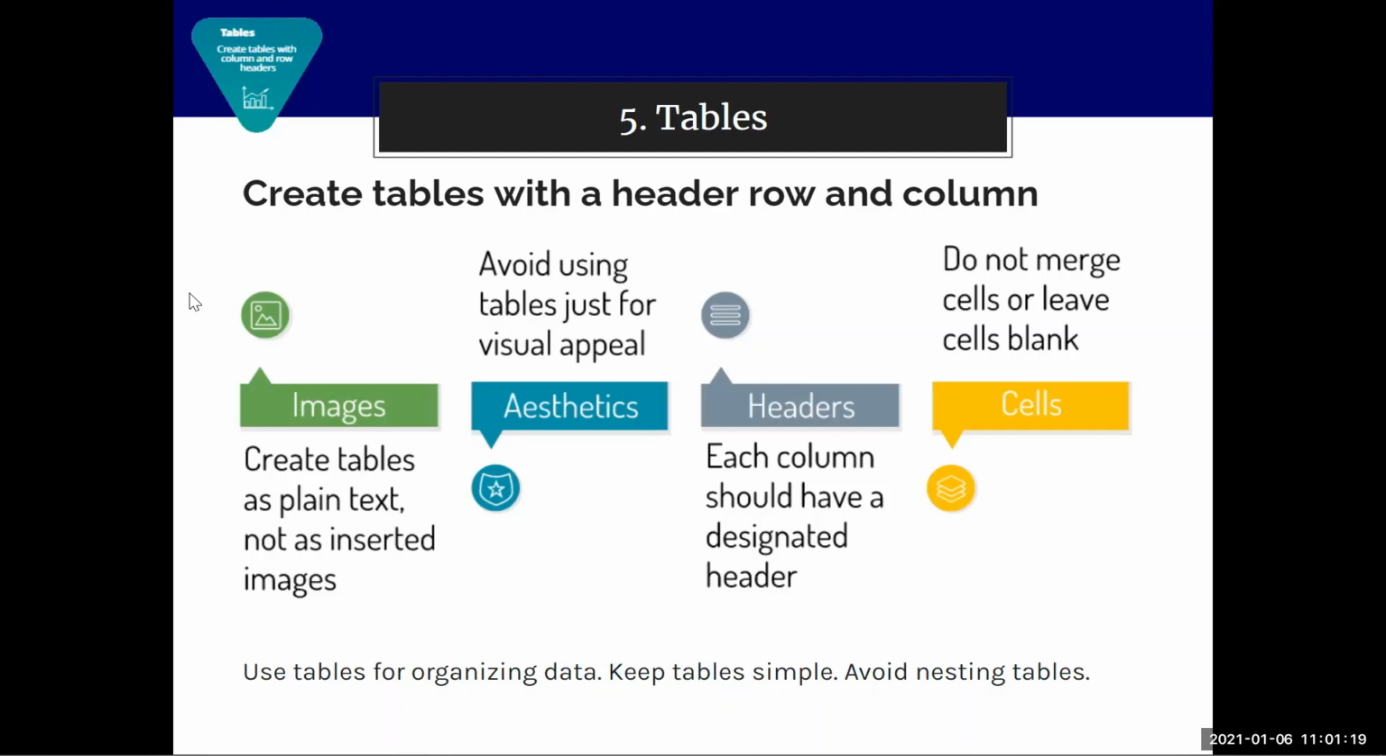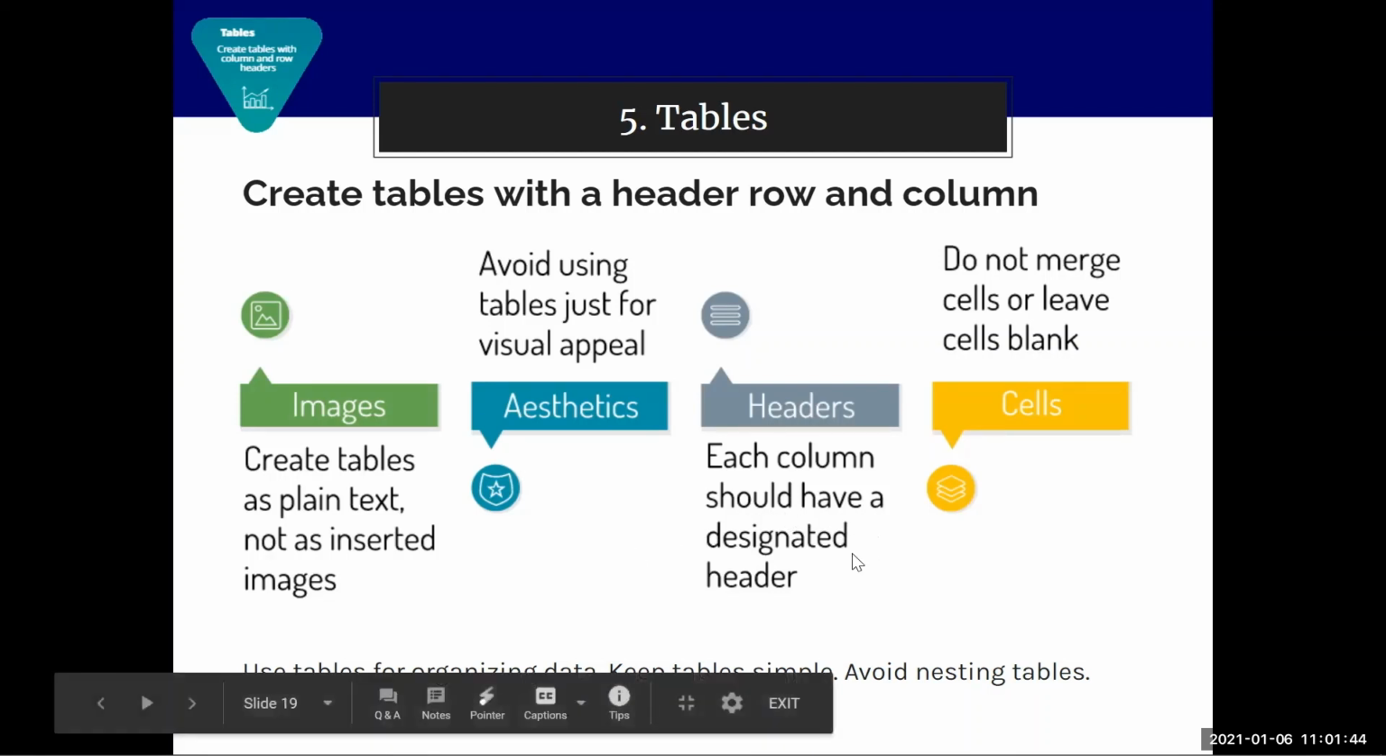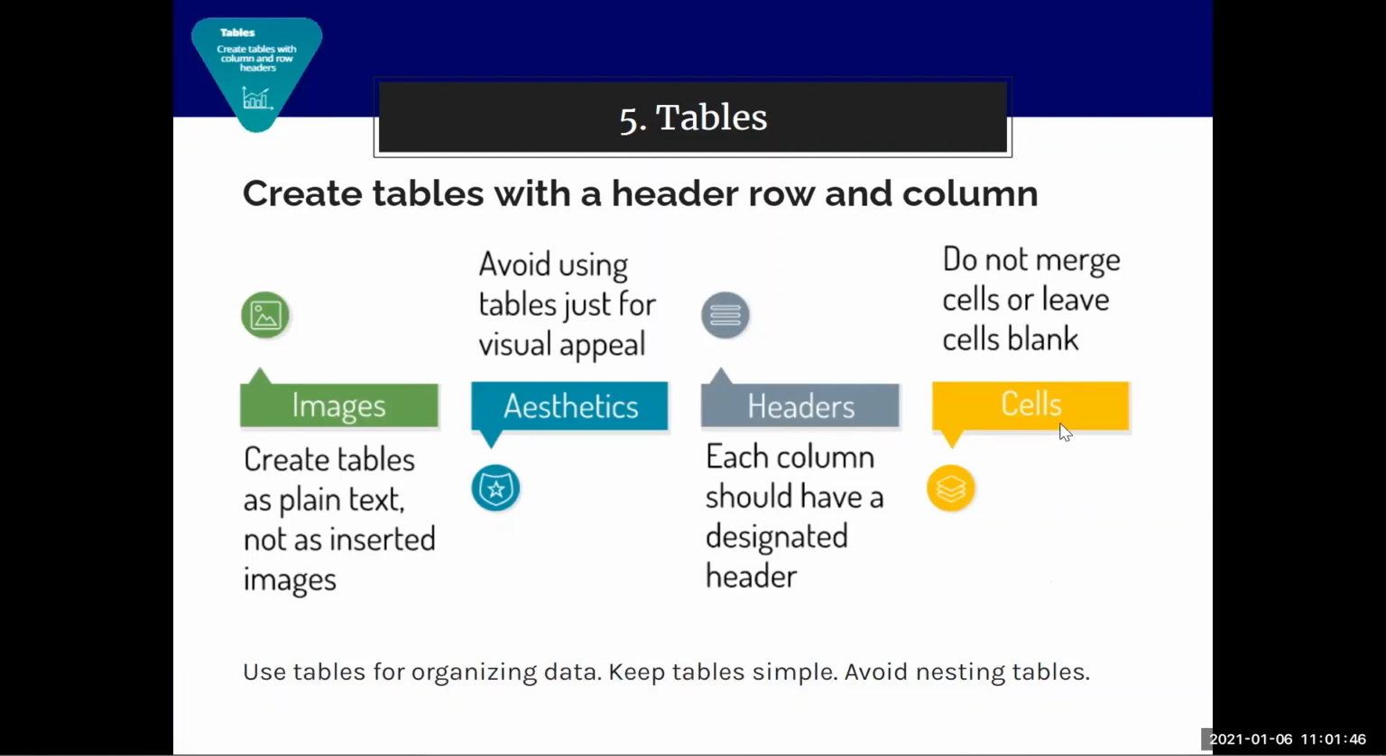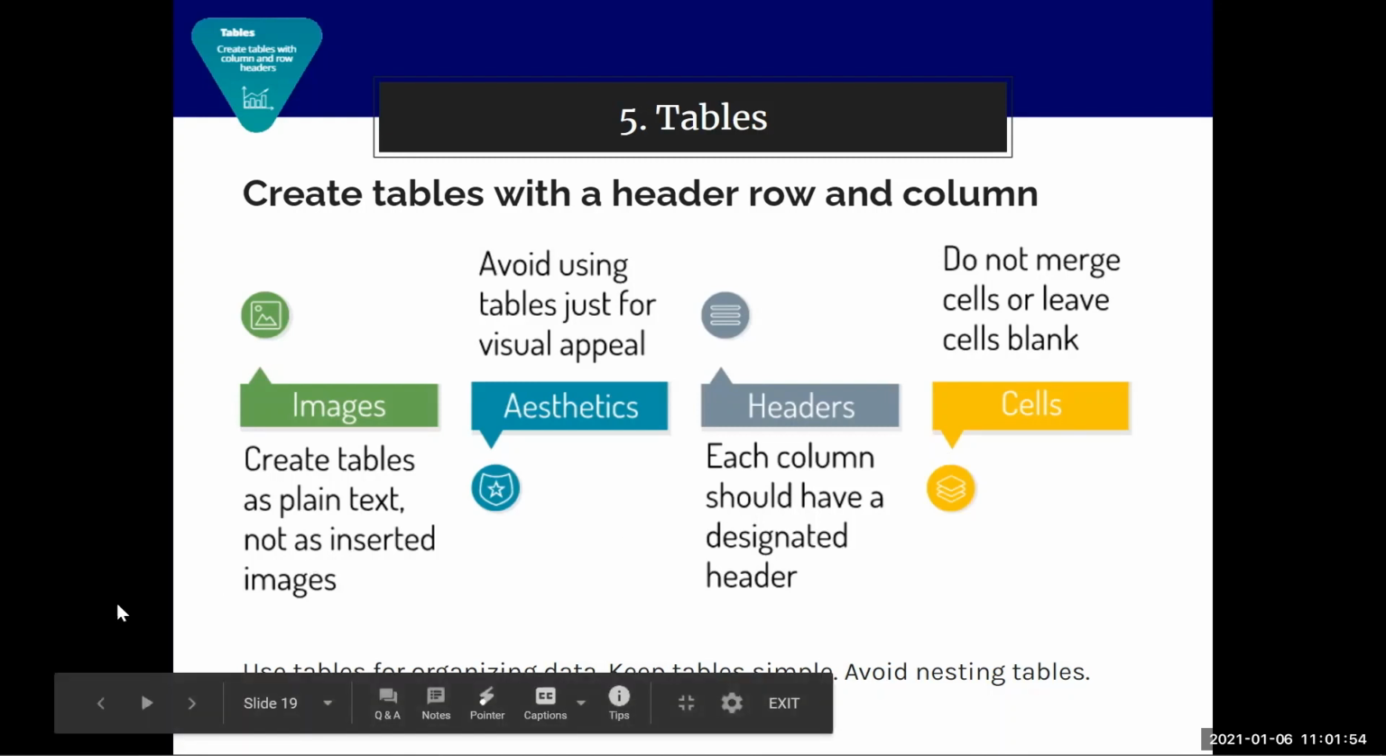If you want to, you can create two versions of your documents, an accessible version and one that's more visually appealing to your other students in class, or if you just have that creative side of you that wants to do that. You can create two versions and have a link that leads to the accessible version for those who need it. You want to make sure each column has a designated header, and you don't want to have merged cells or leave cells blank. If you're not familiar with what merged cells are, we'll have an example here in a few minutes.